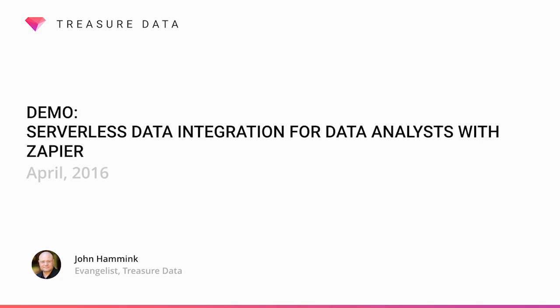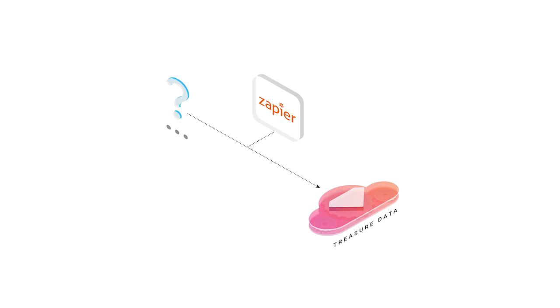Today, we're going to walk you through a short demo. For today's demo, we're going to be looking at serverless data integration for data analysts with Zapier and Treasure Data. So if you're familiar with ifttt.com and the simple if this then that task automation recipe, then you already have a pretty good idea about how Zapier's trigger response mechanism works. That is, you perform a simple manipulation in one web app and this triggers a response or behavior in another.